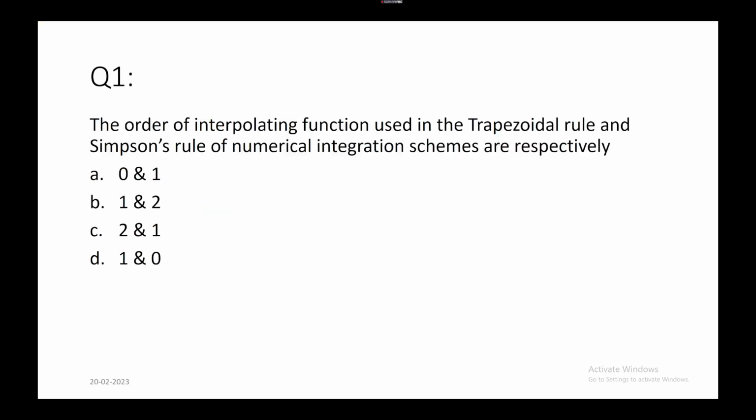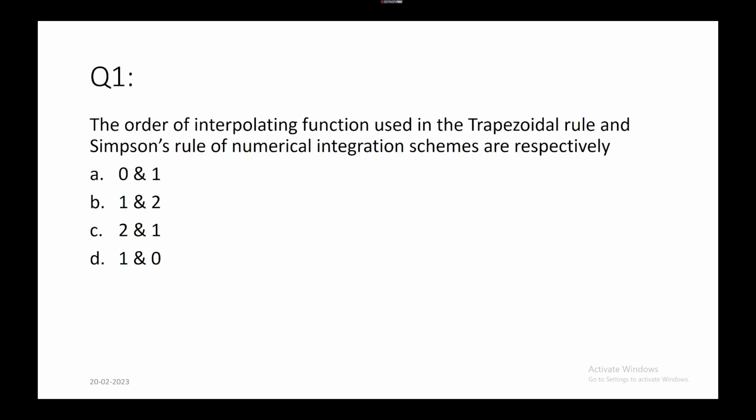This is the first question. The orders of the interpolating functions used in the trapezoidal rule and Simpson's rule of numerical integration schemes are, respectively? We have two numerical integration schemes specified here. One is the trapezoidal rule, another is the Simpson's rule. What are the orders of the interpolating functions used in these two schemes?